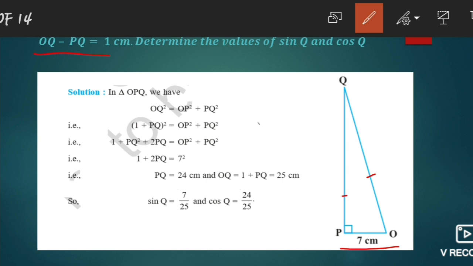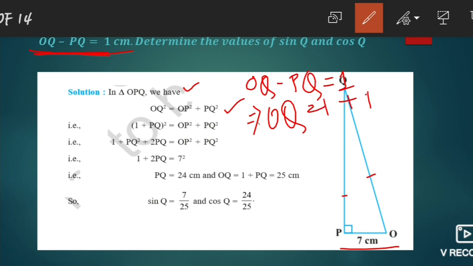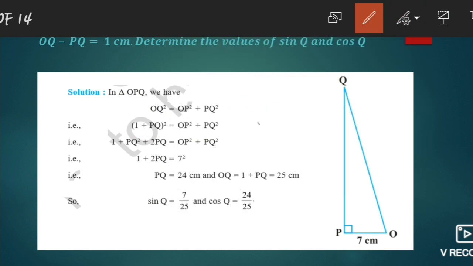As you can see, OPQ is a right angle triangle. So by Pythagoras theorem, you can write OQ square is equal to OP square plus PQ square. Now from the given condition, OQ minus PQ is equal to 1. So from here you can write OQ is equal to 1 plus PQ. That's why in place of OQ square I am writing 1 plus PQ whole square.